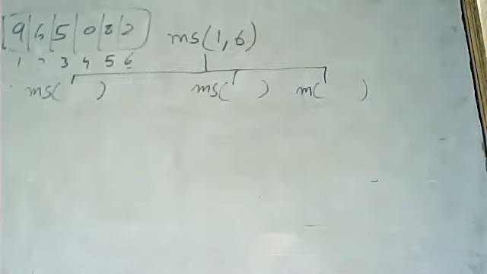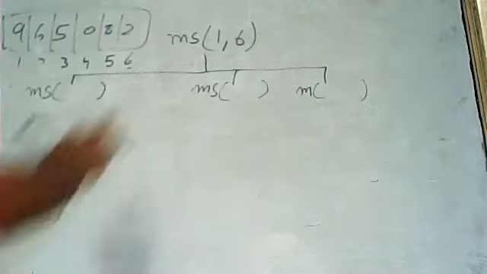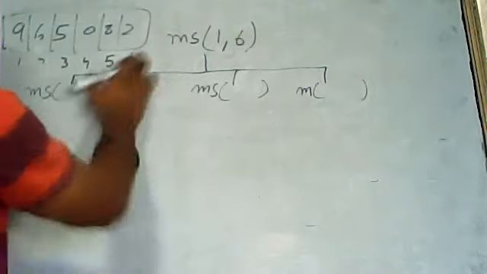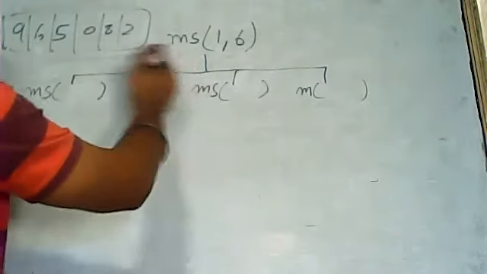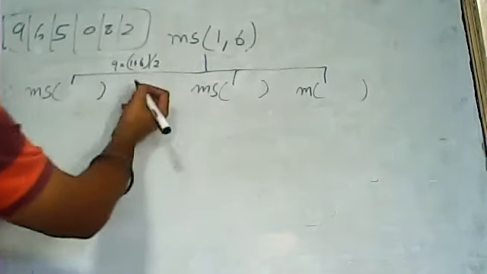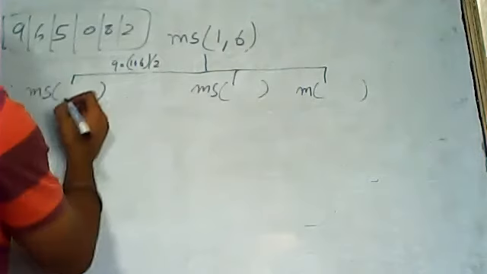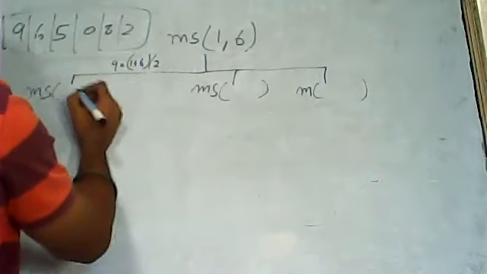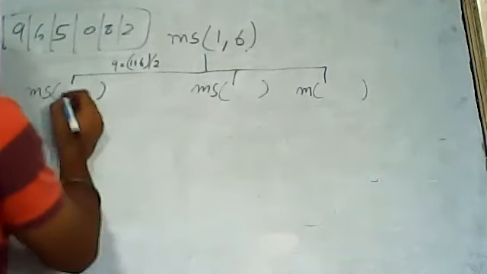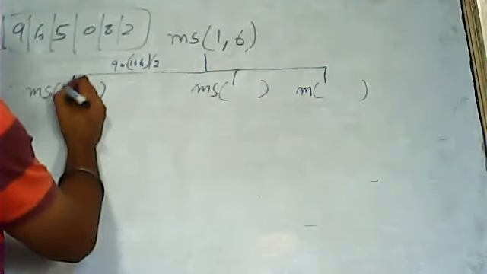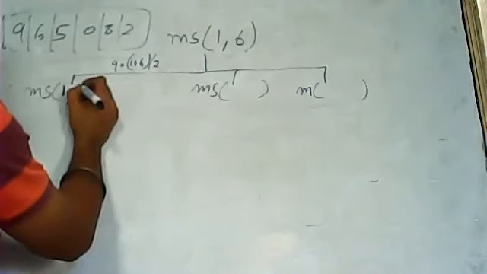In the algorithm, the first merge sort that you are calling is being called from P to Q. So we need to calculate Q here. What will be Q here? Q will be equal to 1 plus 6 divided by 2. That is 7 divided by 2, which is 3.5, but we need to take the floor value only, that will be 3. So first merge sort is called from P to Q, that is from 1 to 3.